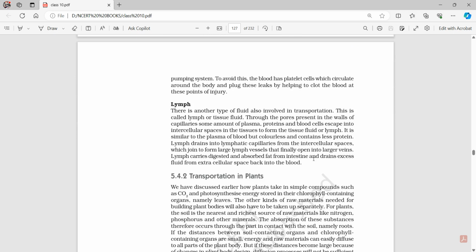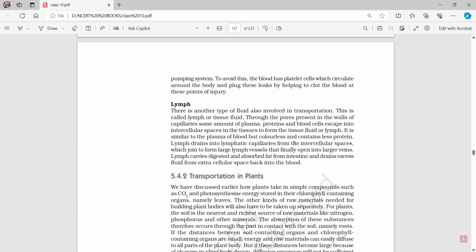Lymph. There is another type of fluid also involved in transportation. This is called lymph or tissue fluid. Through the pores present in the walls of the capillaries, some amount of plasma, proteins, and blood cells escape into the intercellular spaces in the tissue to form the tissue fluid or lymph. It is similar to the plasma of blood but colorless and contains less protein.